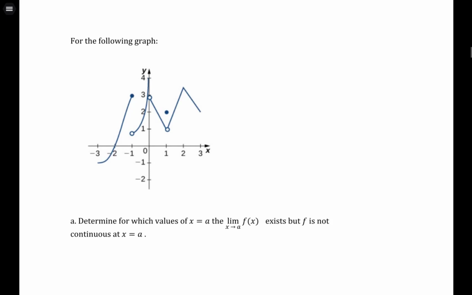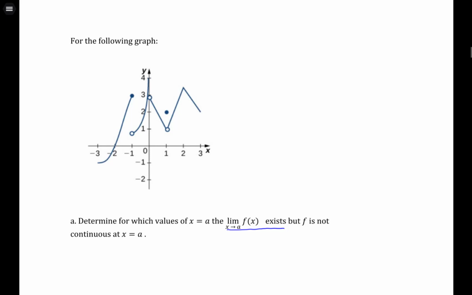For the following graph, determine for which values of x equals a, the limit as x approaches a of f of x exists, but f is not continuous at x equals a. Okay, so let's take a look at different points of interest here. We're trying to find points where the limit at that point exists, and that means the limit from the left and the limit from the right agree.